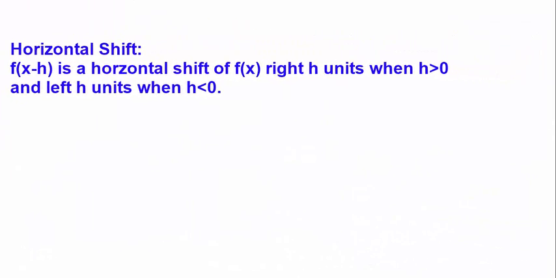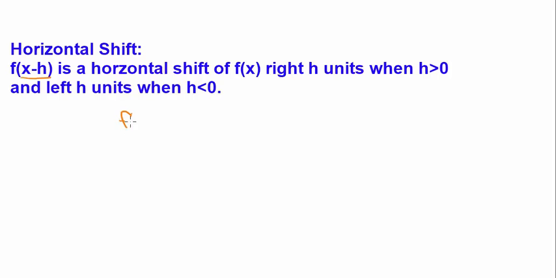Next we have a horizontal shift, and notice the notation is a little different. We have f of x minus h is a horizontal shift of f of x to the right h units when h is greater than 0, and left h units when h is less than 0. I really want you to focus here on the fact that this is x minus h, which means when h is positive, it will be x minus that value h. And then when it's negative, it'll be the double negative and make it positive. So that might have been really confusing. Let me give you a visual.